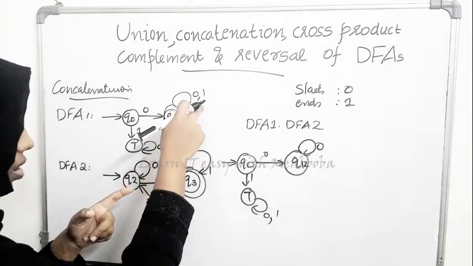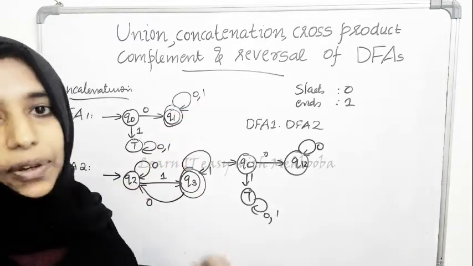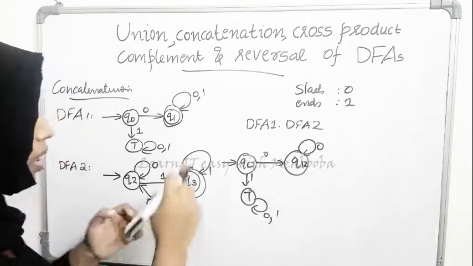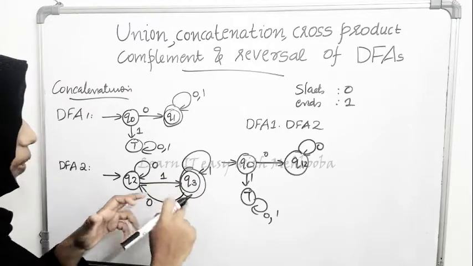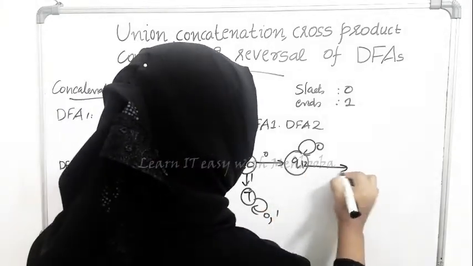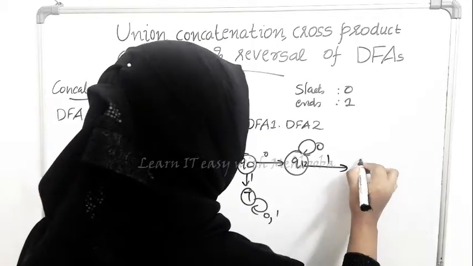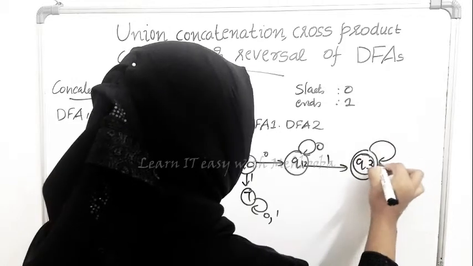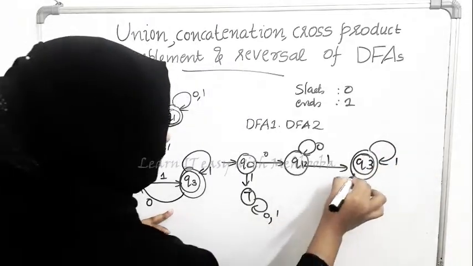You can't copy this one because this is a DFA, so from a particular state you have just one transition defined. So you have to take this transition because we are continuing with this DFA now. So take this transition on 1 and that takes you to the final state, because the final state of the combined DFA is the final state of the second DFA.